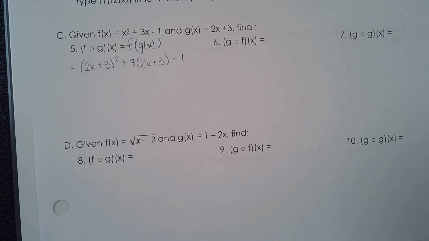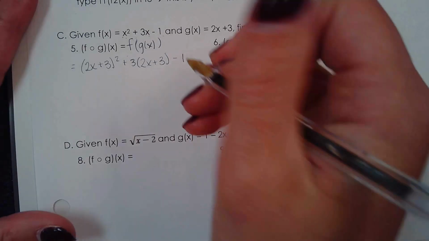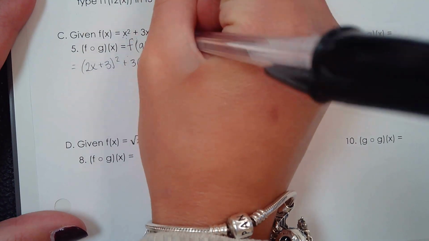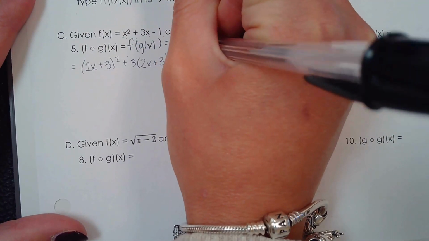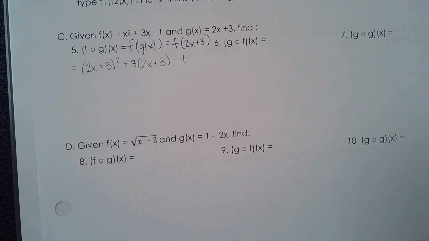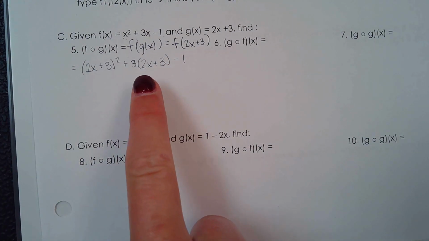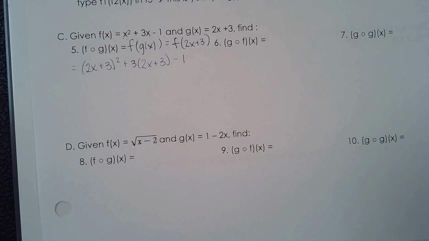Is that okay? I'm going to write one more thing. I don't know if this is helpful. You could think of it as f of 2x plus 3. But instead of f of g, it's f of 2x plus 3. Just to remind yourself, everywhere there's an x, you're plugging in that g function, or 2x plus 3. Any questions so far?